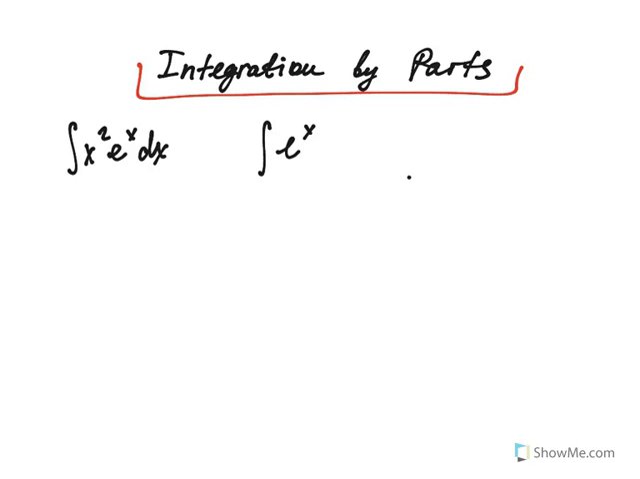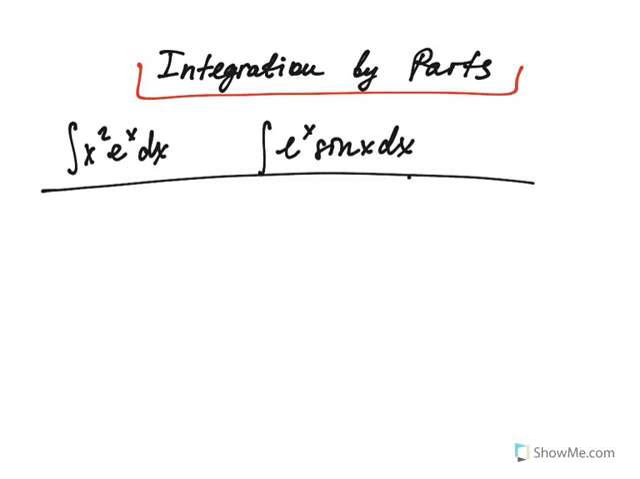Or e to the power of x sine of x dx. Again, you can try the u substitution, but how's it going to help you? So you're going to get stuck, right? So when you have a combination of two functions and you see it's a product of two functions, and if you can't apply the u substitution or anything else, you can actually try this interesting rule that we call the integration by parts.